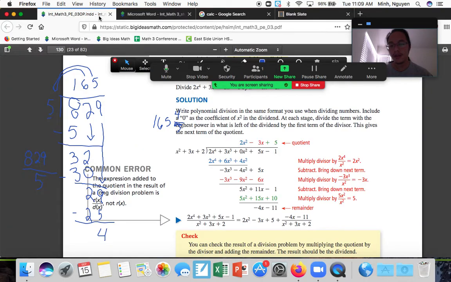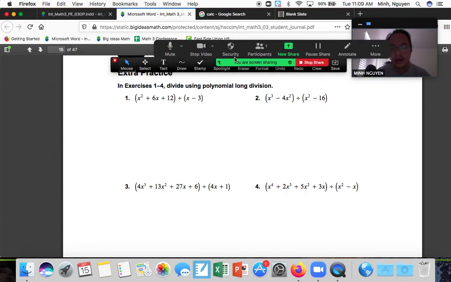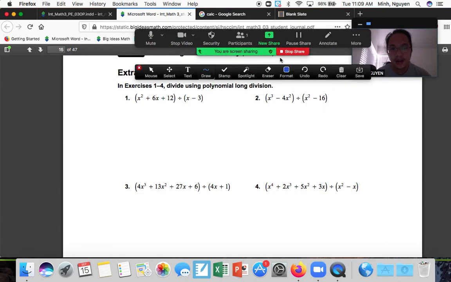So what will that look like here? This is the last example I'll do because it requires a placeholder. But let's start off kind of simple. So let's erase all this. Same exact. So I have x squared plus 6x plus 12 divided by x minus 3. So one thing that's different about this is that I will only be dividing by the first term. So what is x squared divided by x? It's x.